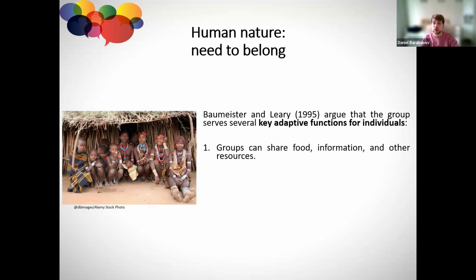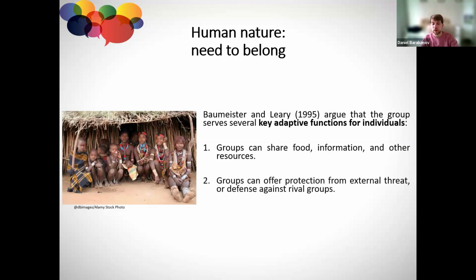Group shares information about different geographical objects, for example, where is the source of water, where is the source of food, where is a possible danger. So information is also important. Different group members gather different pieces of information which they can share, and other resources, anything you can imagine.